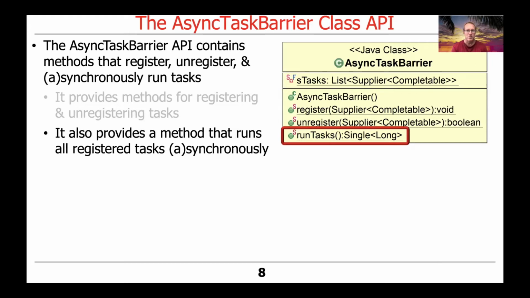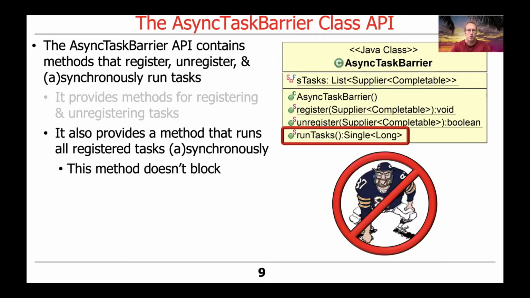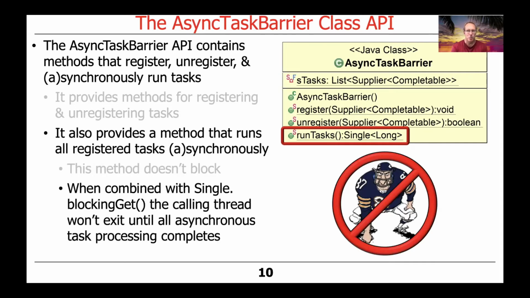And then the most interesting method, which we'll take a look at in just a bit, is going to run all the registered tasks. So all the tasks get registered first, and then the tasks get run, and they either run synchronously or asynchronously. From the point of view of the async task barrier, it doesn't really care, but the asynchronous part's the interesting part because this will ensure that the task barrier's main method doesn't return until everything is finished. However, run tasks doesn't block. It returns a single to a long. And if you want it to block, then you can call blocking get, and that will cause the calling thread to block until all the asynchronous task processing completes in the background.